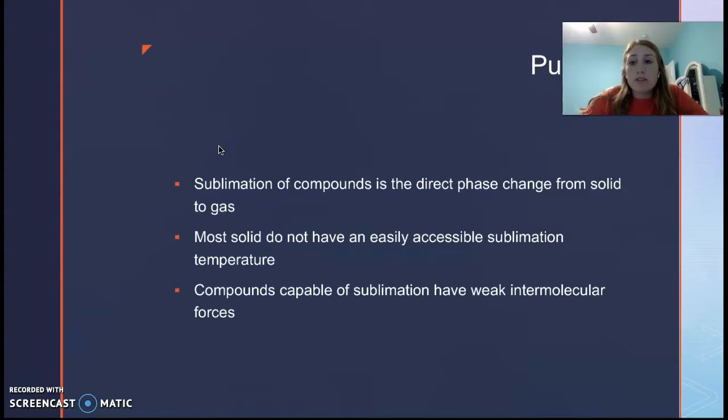So, sublimation is the direct phase change from solid to gas, and it's only possible to complete this process with some compounds, because many of the solids do not have an appreciable vapor pressure at easily accessible temperatures. And in sublimation, unlike boiling, like we've done before, it involves a solid's vapor pressure instead of a liquid's vapor pressure. So most compounds that are capable of sublimation, in their solid state, have weak intermolecular forces.